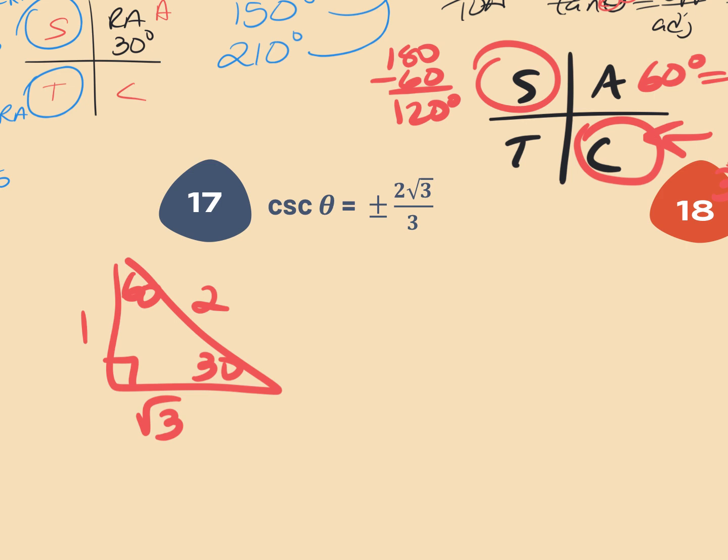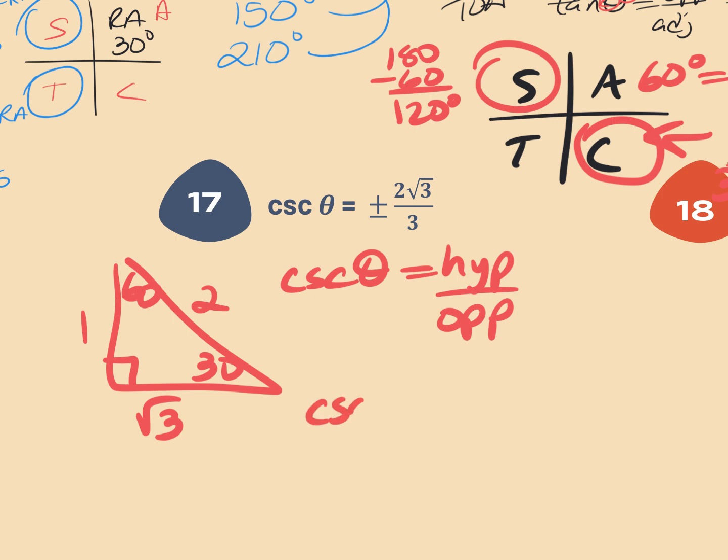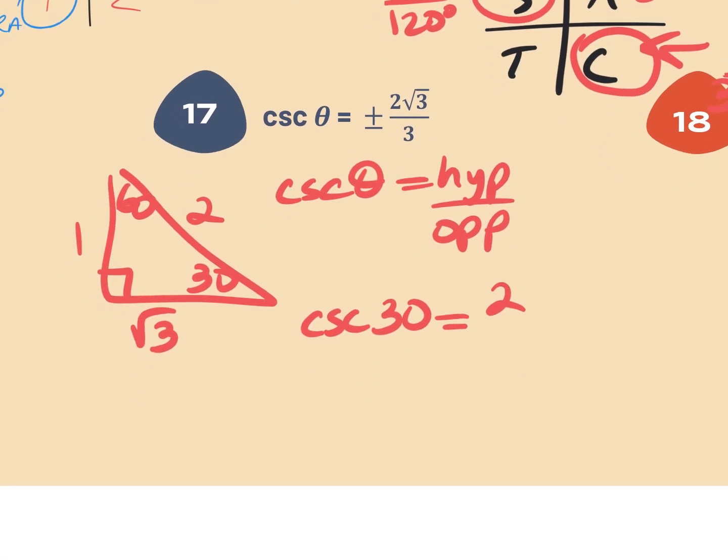So remember, cosecant is hypotenuse over opposite, the reciprocal to sine. So if I go ahead and do cosecant of 30, hypotenuse in relation to the 30, it's going to be 2 either way. And then 2 over opposite is going to be 2 over 1, which is 2. This one's not going to work.